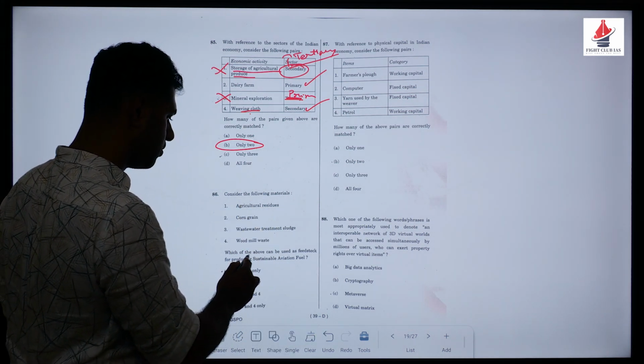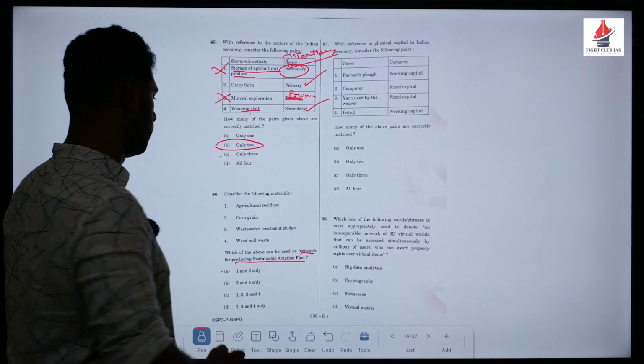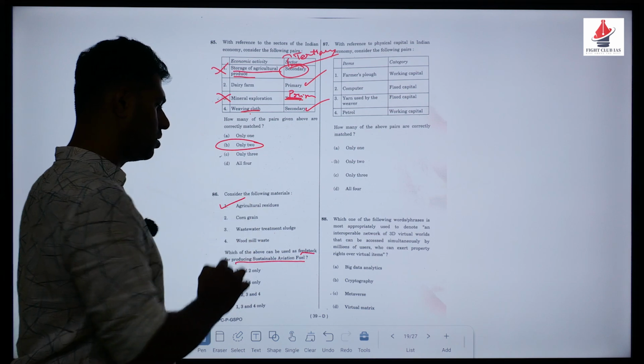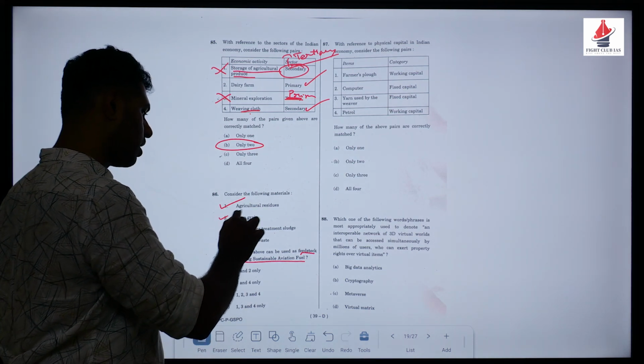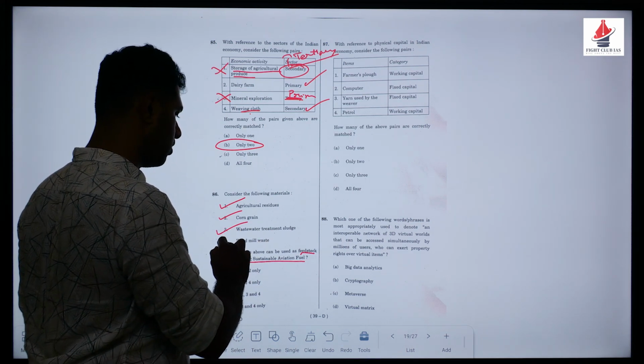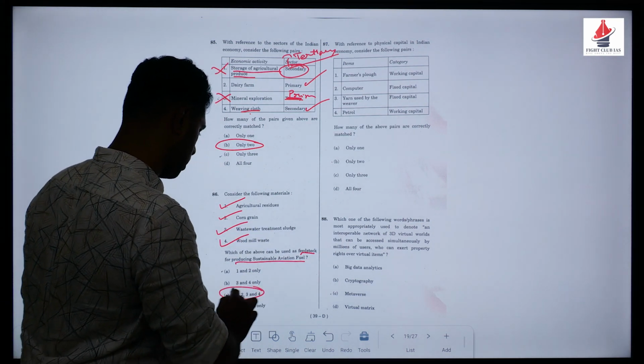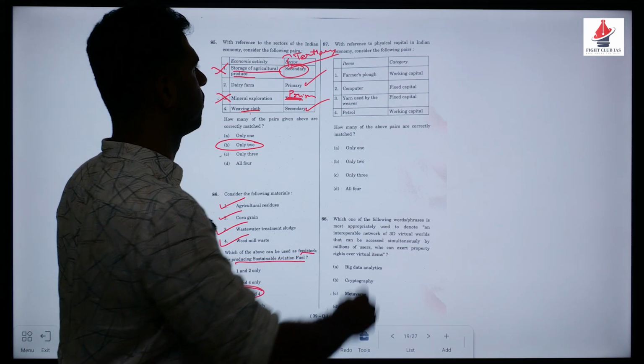Consider the following materials. Which of the above can be used as feedstock for producing sustainable aviation fuel? Right? Agricultural residues, yes, it can be used. Corn grain, yes, it is one of the most famous. Wastewater treatment sludge, yes. Wood mill waste, yes. All 4 can be used. So answer is C. 1, 2, 3, and 4. Now moving on to 87.